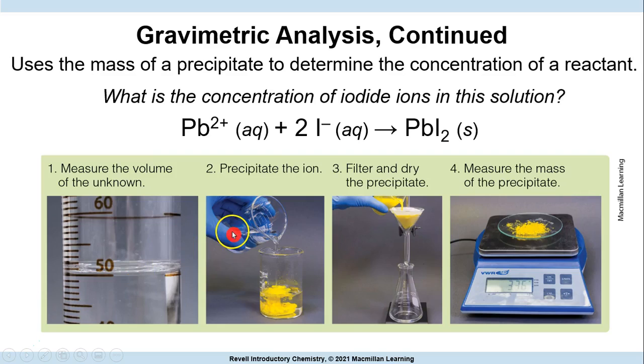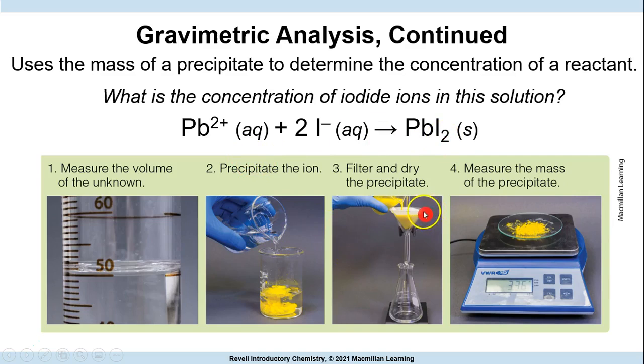The next step is that we are going to precipitate it with excess of the other reactant. Let's say we are determining our unknown here, the iodide. So we are going to react it with excess lead. So the lead here is in excess. So that is actually going to produce lead iodide.